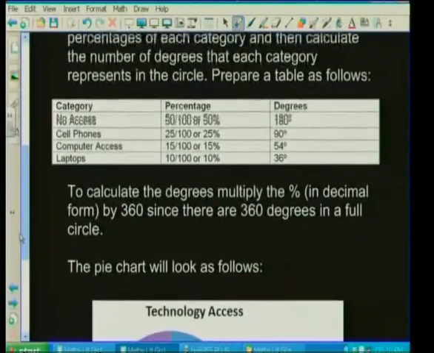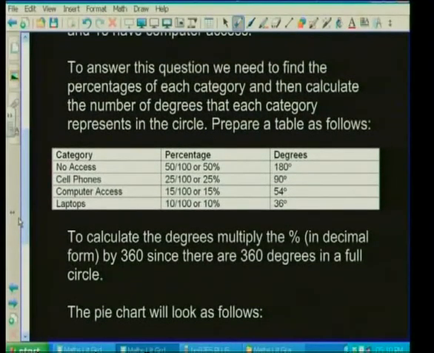Okay, now let's have a look at it. So what we're saying is this, that we have a certain category, we have a percentage, and we have degrees, and we'll talk about those degrees just now. But what we want to do is take the whole body of 100 students, and break them up into different segments. We're going to say how many of those students have no access to technology. How many of them have cell phones? How many of them have computer access? And how many of them only have laptops? So that's what we do.